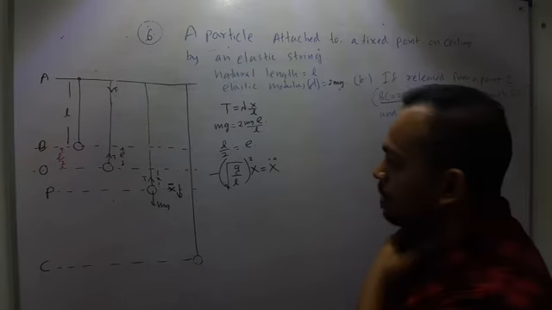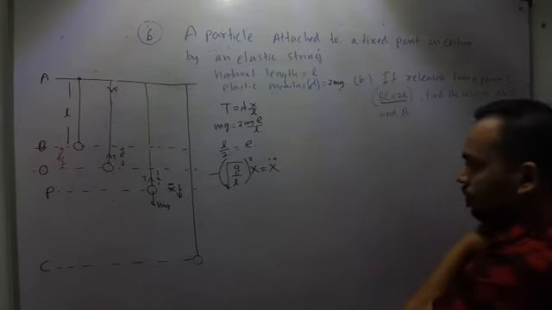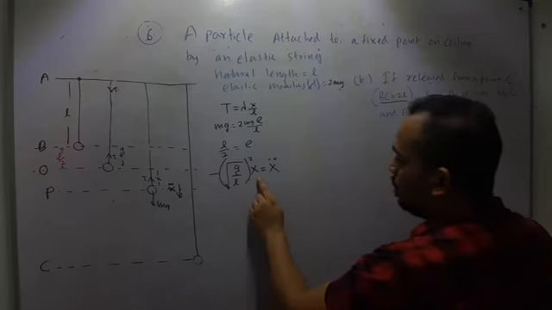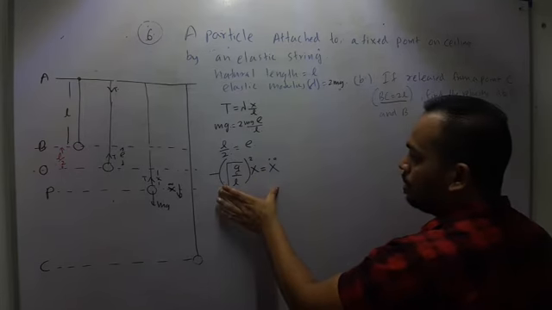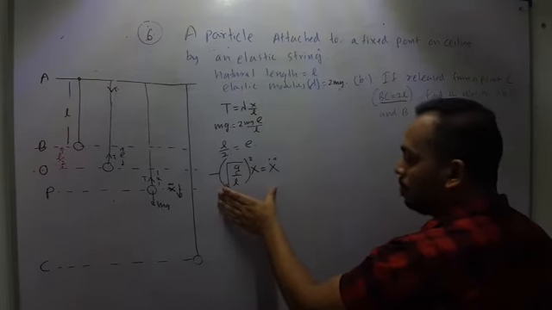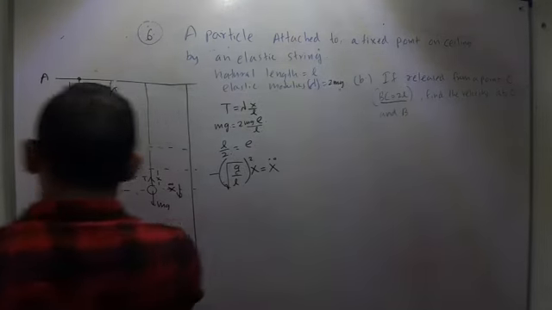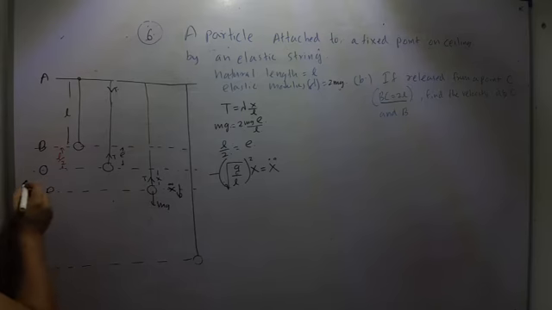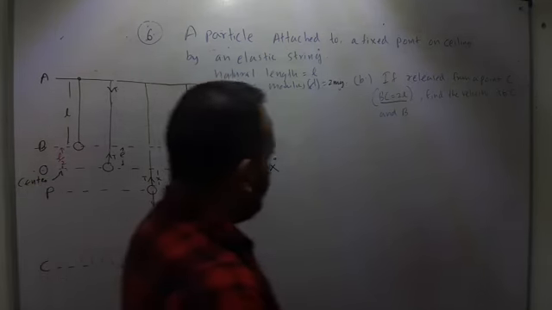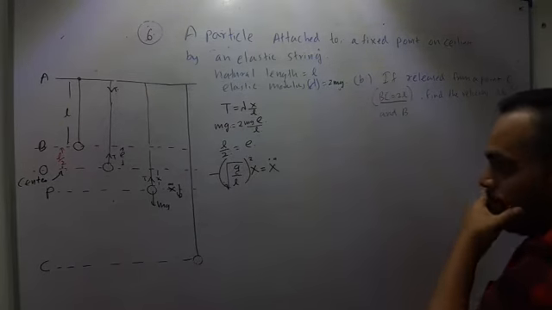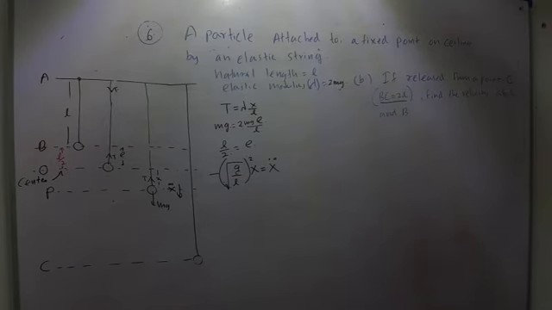Now to find the velocity, you can see that the center of this simple harmonic motion is at x equals 0. That means this point is the center. So you know that the maximum velocity will be acquired when the particle is at the center. Find the velocity at O and B.